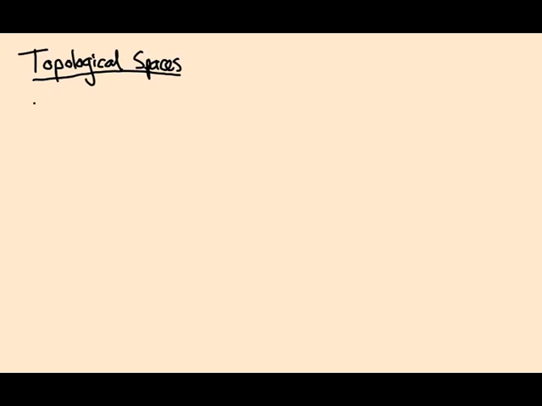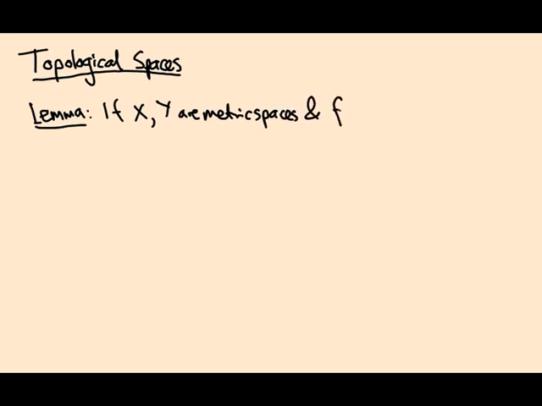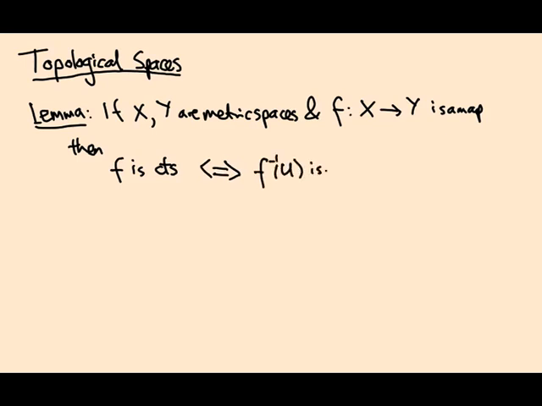So I want to start by reminding you of a lemma from the theory of metric spaces, which says the following. So if X and Y are metric spaces, I'm not going to give the metrics names, and F is a map from X to Y, then F is continuous, which I'm just going to write CTS because I'll need to write it so much, if and only if F inverse of U is open for any open set U.